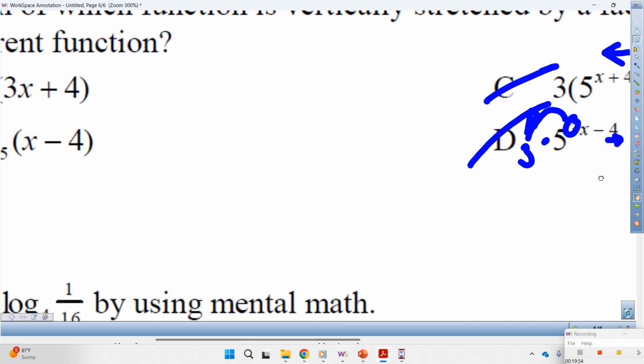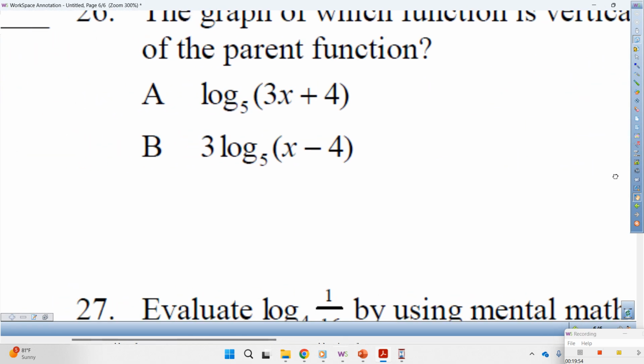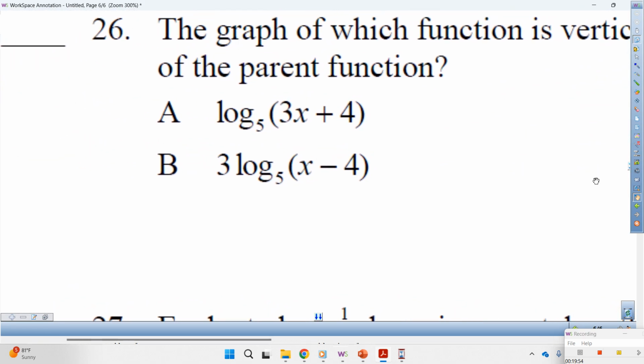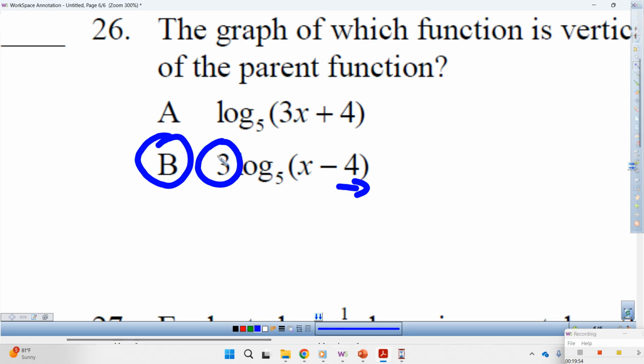Let's go to logs. From those 2 logs, tell your neighbor which one has a multiplier of 3 and we're moving it to the right. Multiplier of 3, moving it to the right. Joseph, which one? B, that is correct. Moving it to the right, and 3 is our multiplier. That is correct.